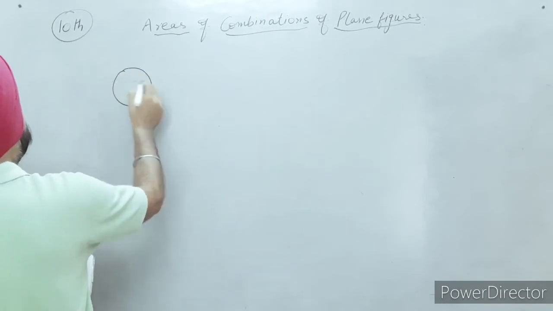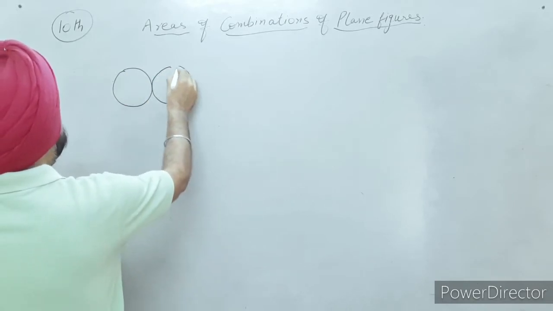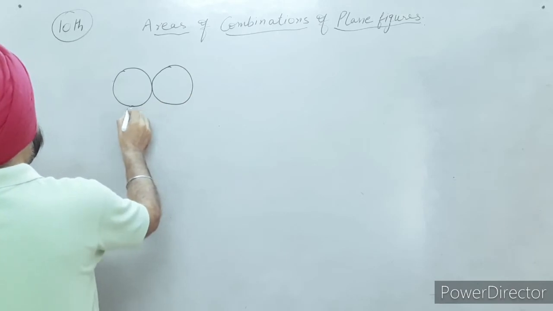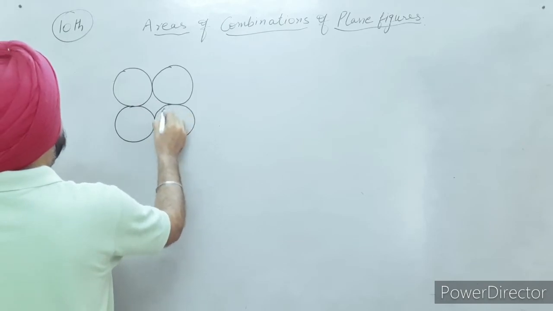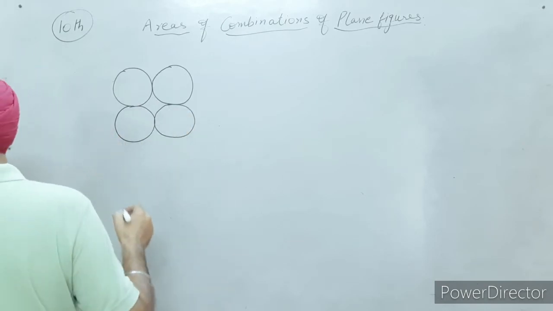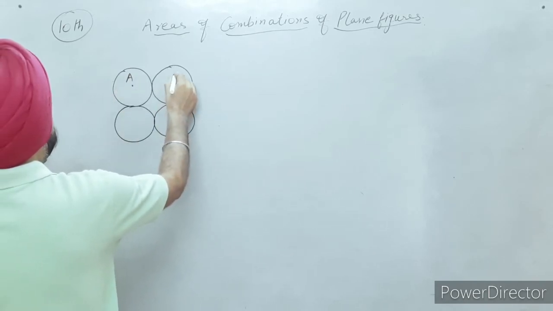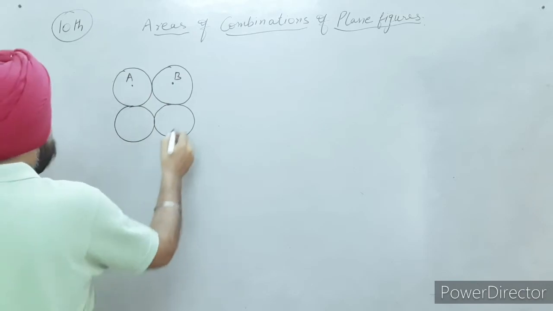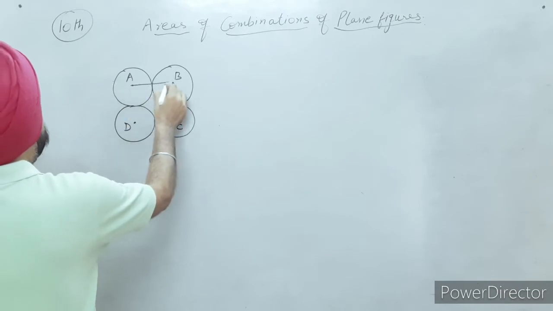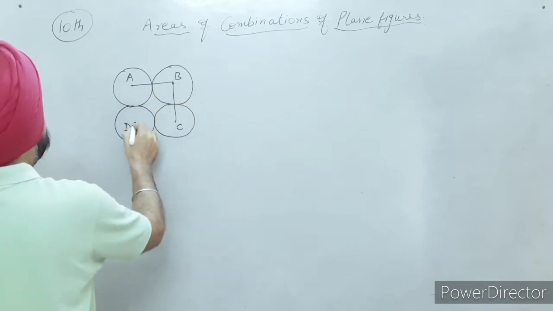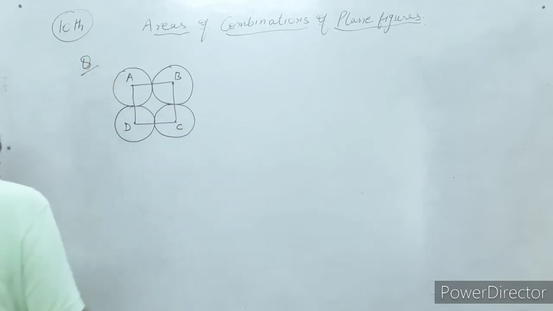Four circles are given, they are touching each other like this. Four circles are given which touch each other, right? Now A is the center of this, B is the center of this circle, then C is the center of this, and D is the center of this circle. I join it like this. ABCD is a square given to us. This is the second sum.